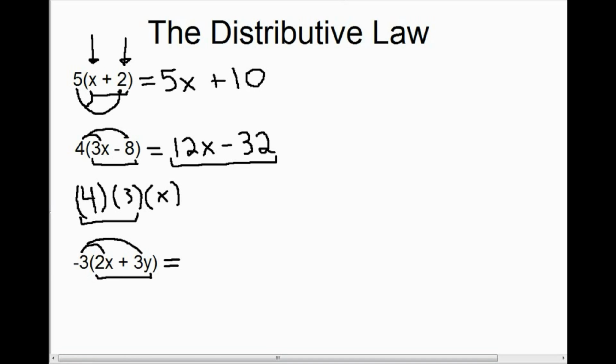So first we have negative 3 times 2 times x. The only part of that we can simplify is negative 3 times 2. Negative 3 times 2 is negative 6. We still have times x, so we have to put that x there. And next we have negative 3 times positive 3 times y. Negative 3 times positive 3 is negative 9, and we still have times y. And once again, here we have a case where we don't have like terms. That's as far as we can go. We're not able to simplify that anymore.